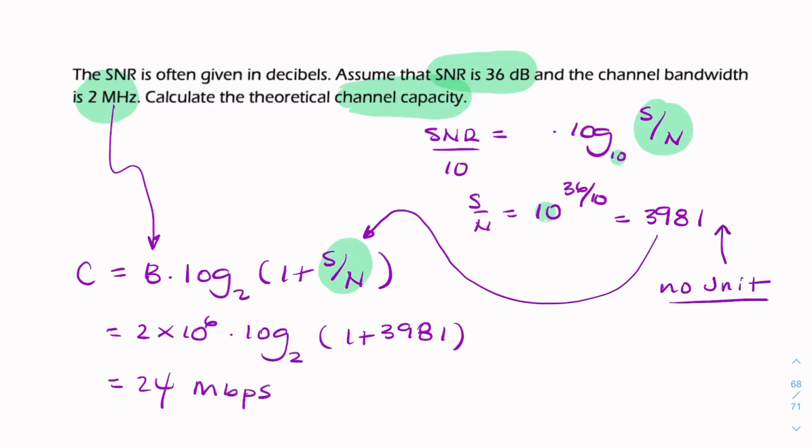So a couple of things to watch out for, that when you calculate the channel capacity, the Shannon-Hartley law has log to the base 2, whereas the signal to noise ratio uses log to the base 10. So watch out for that. So that's your final answer.